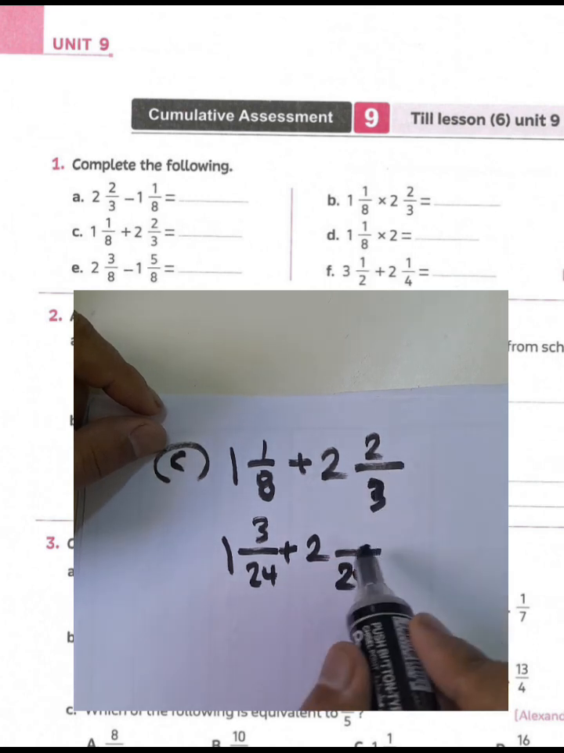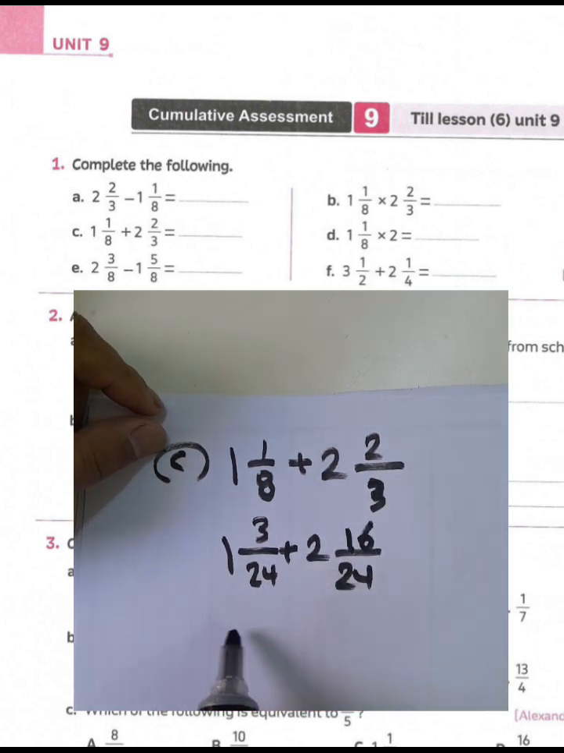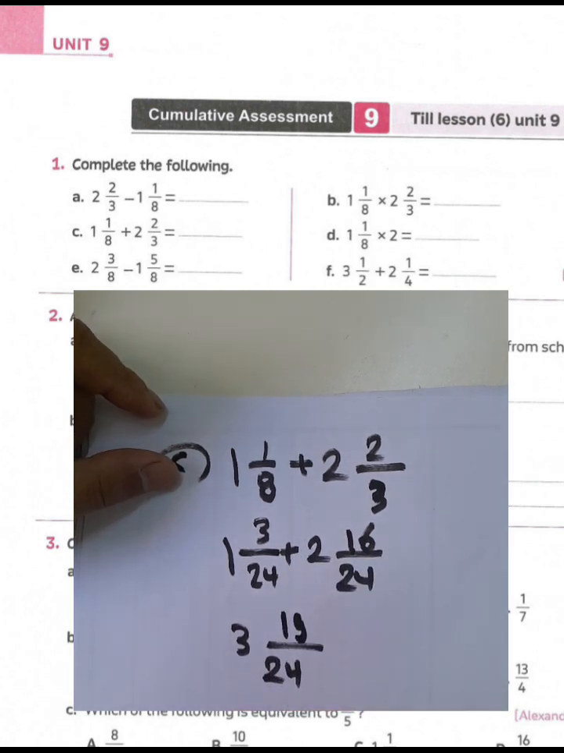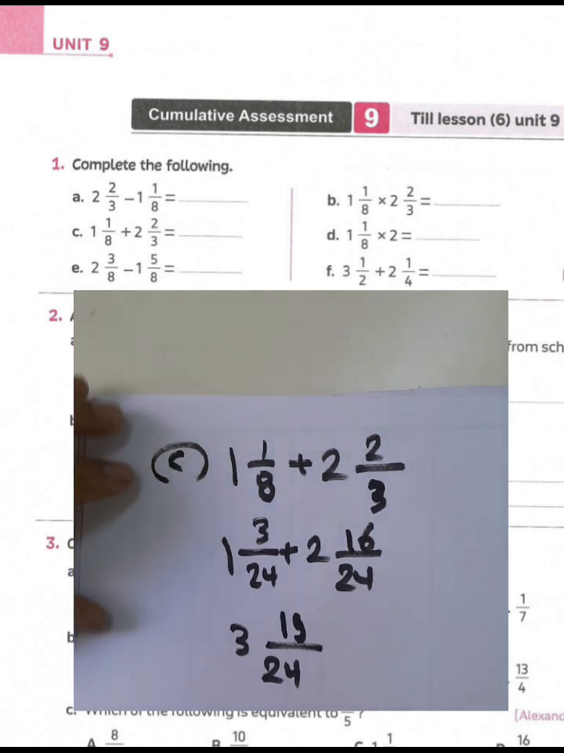3 times 8 equals 24. 2 times 8 equals 16. And then 2 plus 1 equals 3. And then write 24 in the denominator. 3 plus 16 equals 19. Then the result will be 3 and 19 over 24.